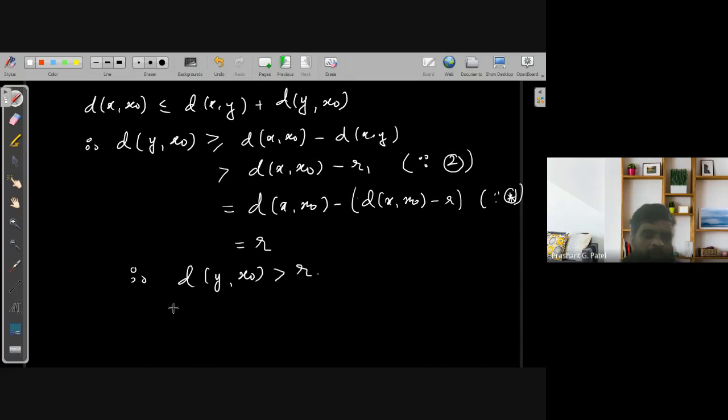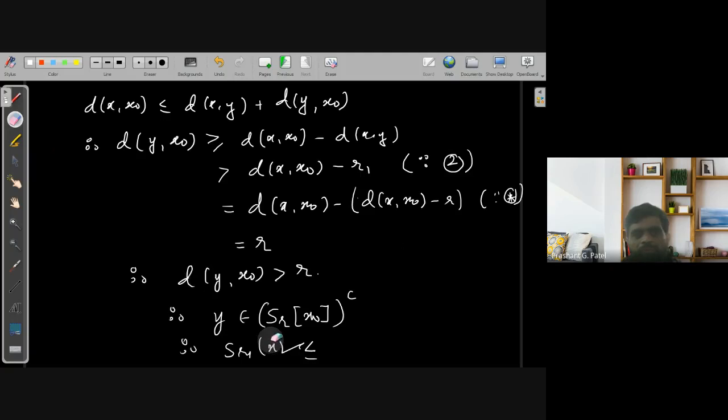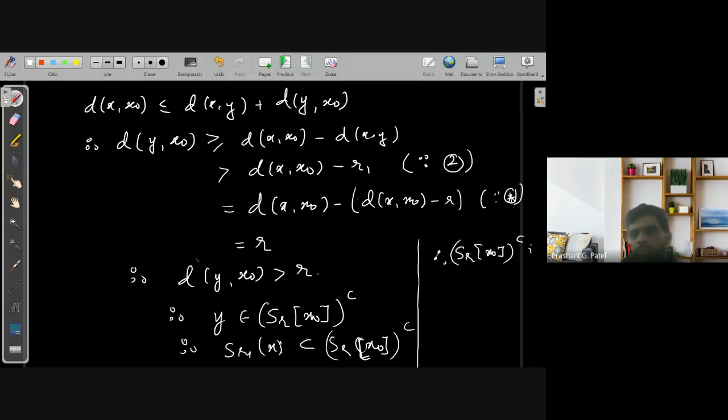So hence what we can say, y belongs to the complement of this set. So S_r1(x) is a subset of the complement of S_r(x0). So therefore, the complement is an open set. Therefore, the set is a closed set, and which proves the statement that the closed sphere is always a closed set.